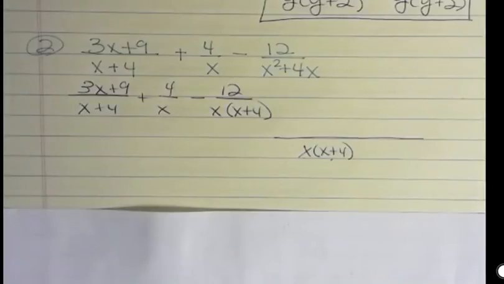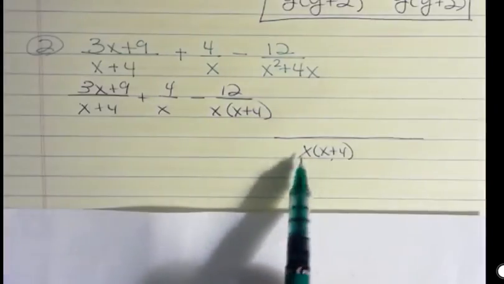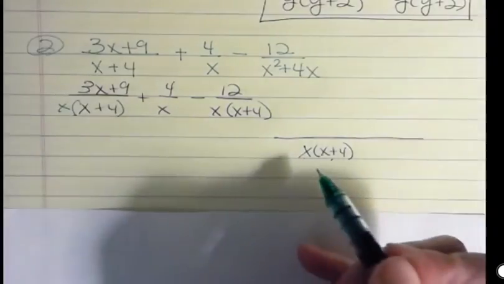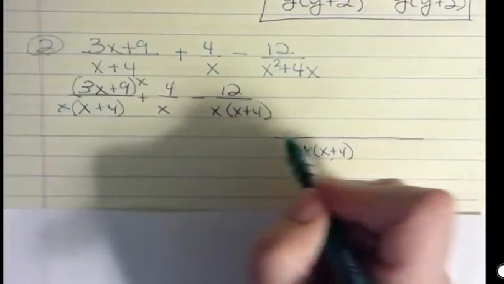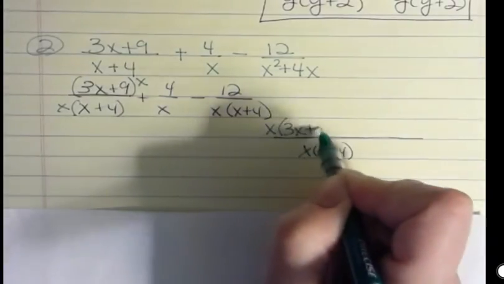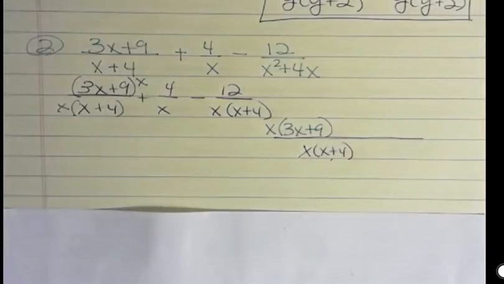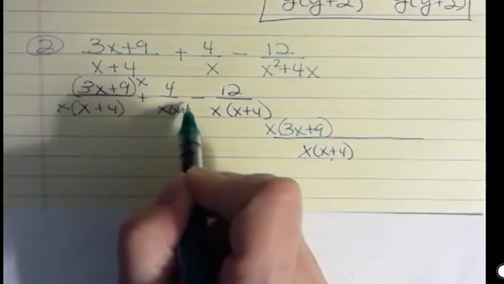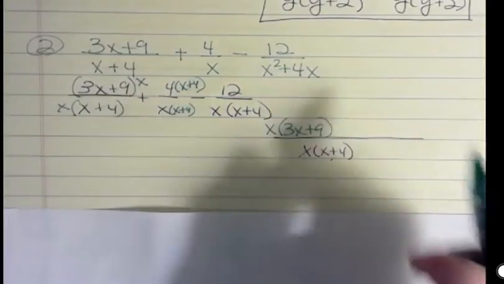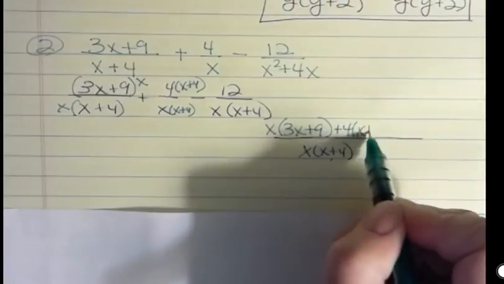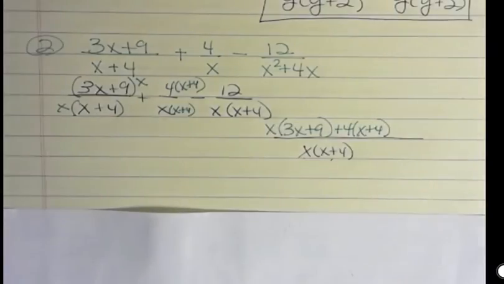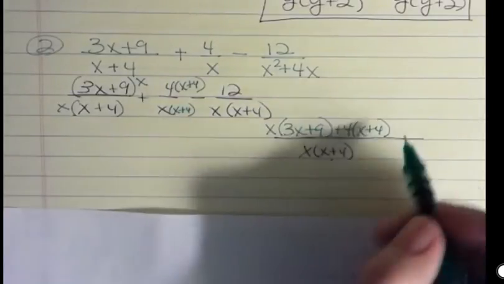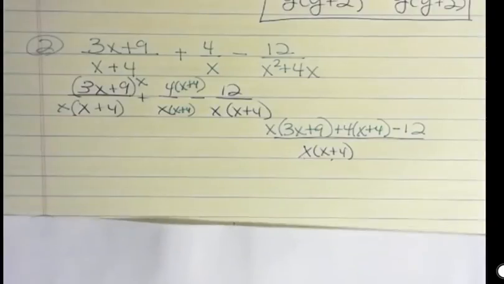Then you have to ask yourself, what was this fraction missing out of this? Well, it had the x plus 4, but it was missing the x, so I have to multiply this by x. So I have x times 3x plus 9. What about that second fraction? Well, the second fraction had the standalone x but was missing the x plus 4, so I have to multiply the 4 times x plus 4. And what about the last one? Well, it had the x and the x plus 4, so I don't multiply it by anything. It wasn't missing anything, and that's how I get the minus 12.